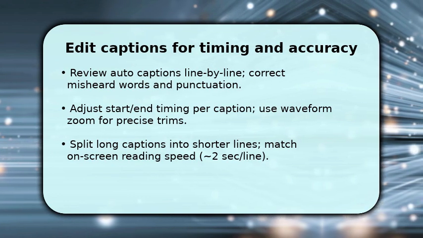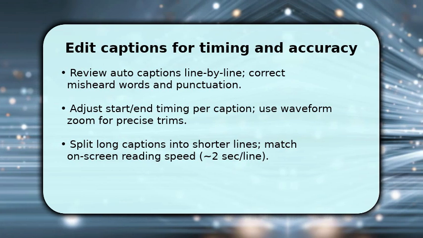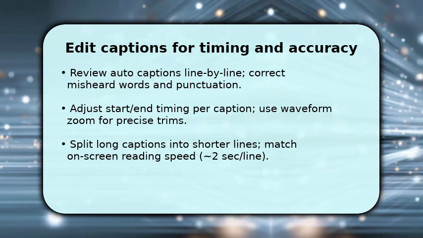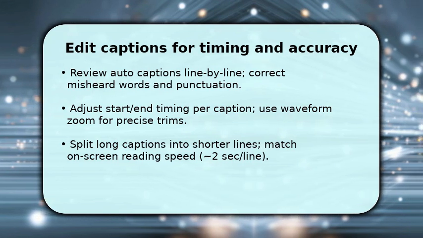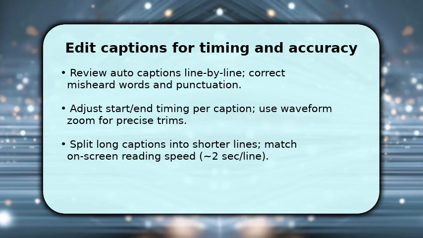When lines are long, split them into shorter chunks so viewers can read comfortably. Aim for about 2 seconds per line on average. Make sure sentence breaks follow natural pauses. This improves comprehension and prevents crowding on screen.